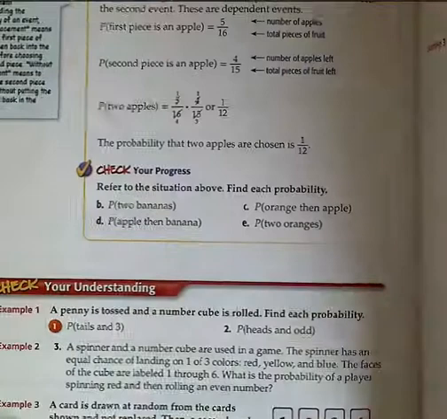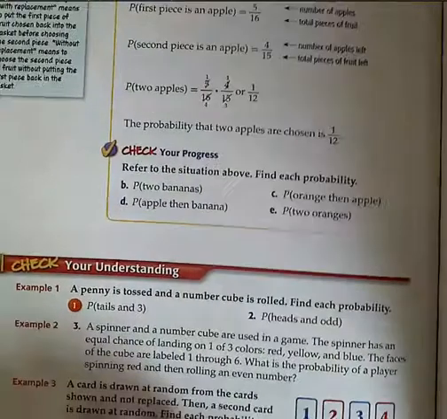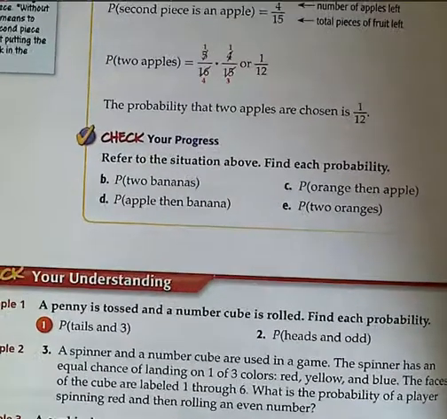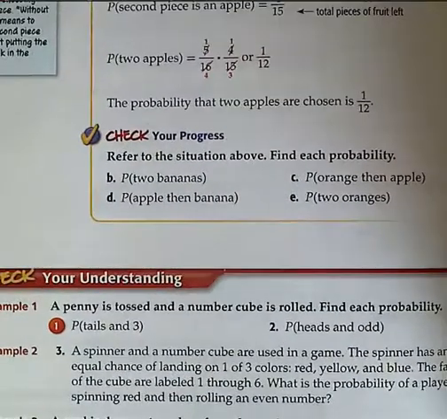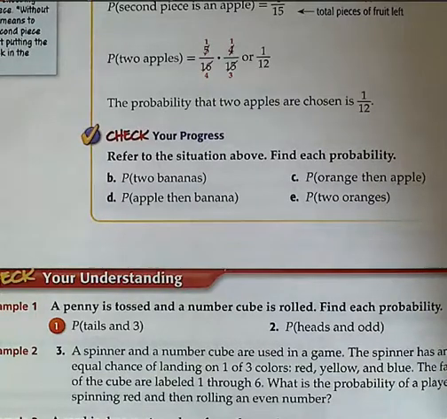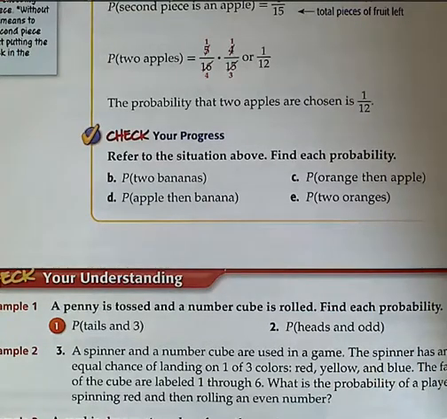So, for number 1, it says, we're going to toss a penny and roll a number cube. We're going to find the probability. So I turned the page. We're doing this, so you write this down. Is this independent or dependent if I flip a penny and roll a number cube? Why is it independent? You're right. Because they're 2 separate things, and so they don't affect one another.